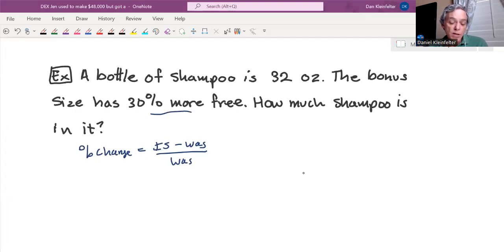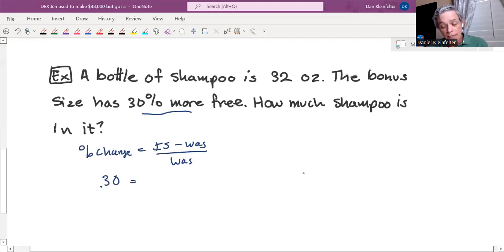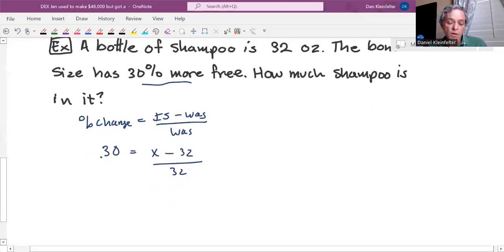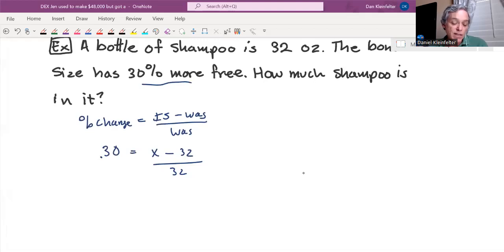We know this time that there's 30% more, so the percentage of increase is 30%. We'll put that in as a decimal. What it is now, I don't know that, so that's going to be my variable. What it used to be, that is before it was increased, was 32 ounces. So the was's end up being the 32. So this is a little equation in X that we're going to solve. So first we'll multiply both sides by 32. And then we'll add 32. So X will be 32 plus 0.30 times 32.